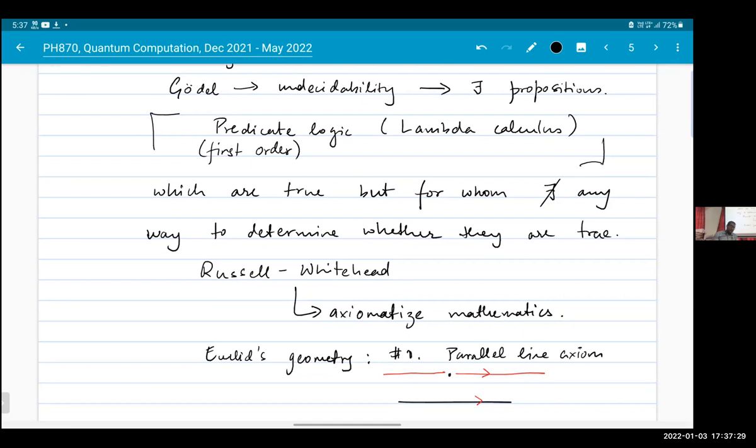So coming back to this, why am I talking about all this? What does all this have to do with quantum computation? It's because quantum computation shows us a way to go beyond all of these results of classical mathematics, right?